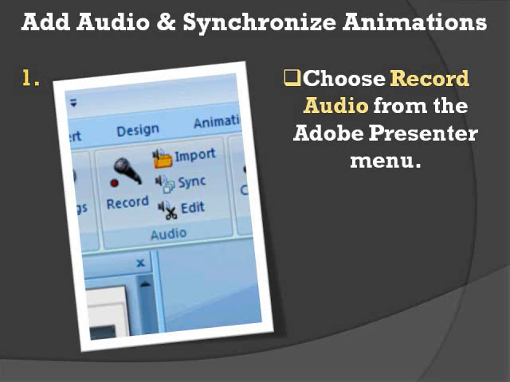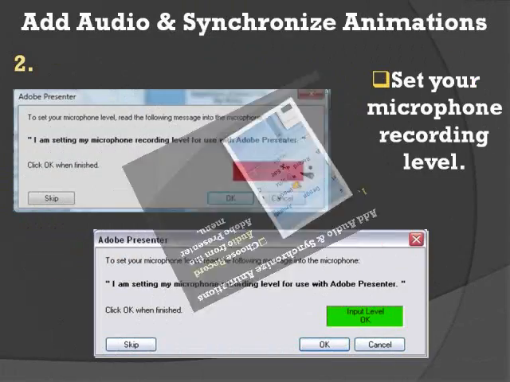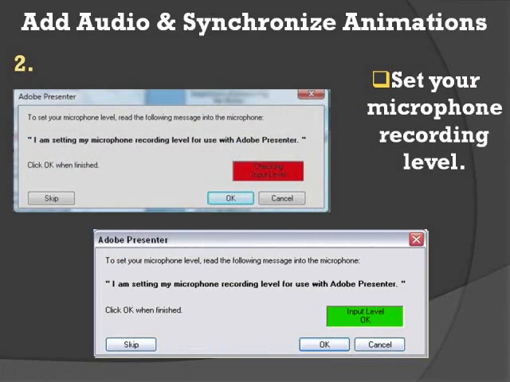You click on the record button, and this is the box that will open up. You'll notice that there are actually two boxes here. One box says, to set your microphone level, read the following message into the microphone. You'll notice there is a checking input level in red. That means it's not ready to record just yet. So there's a little sentence there that you have to recite. And if you have proper levels, you'll notice the second box says input level OK. Then you would just click on OK, and you begin your recording.